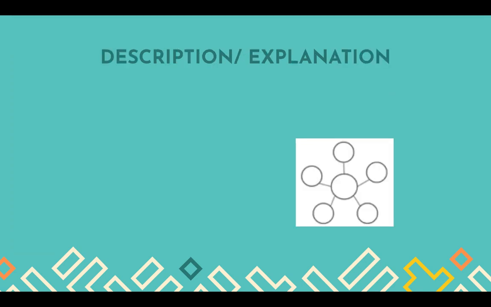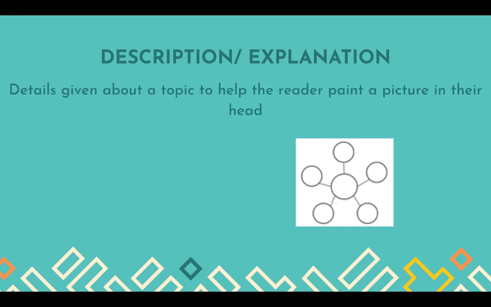Now we have description and explanation. The graphic here shows that in the center you would have the main topic, and then around it you would have all the different descriptions or explanations of that topic. So these are details given about a topic to help the reader paint a picture in their head. Some signal words are, you might see many adjectives. Those are words that describe a noun, so you might see a lot of them when they're describing a certain topic. Other descriptive words or phrases, or just facts given that explain or describe that topic.